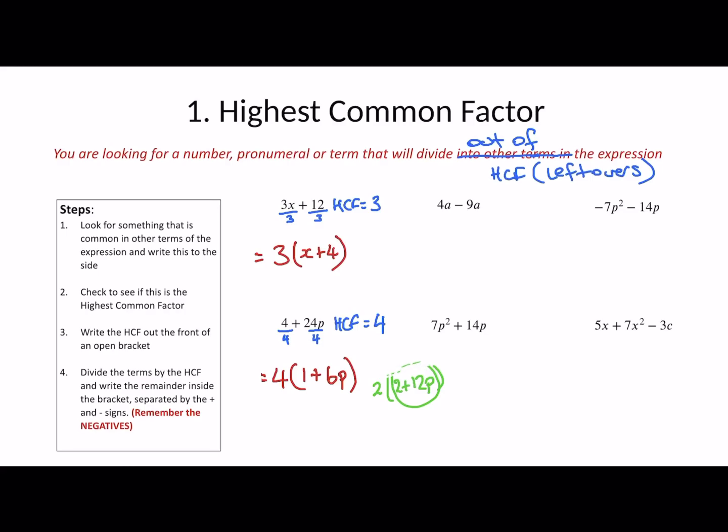Now, remember at the start I said it could be a pronumeral as well. Look at this one up here, 4a minus 9a. You can see that the a is common. So my HCF equals a. A comes out the front. Now it's divided by a on both terms. Cross out the a's and I'm left with the 4. Minus comes down. 9a over a, cross out the a's, you're left with 9.